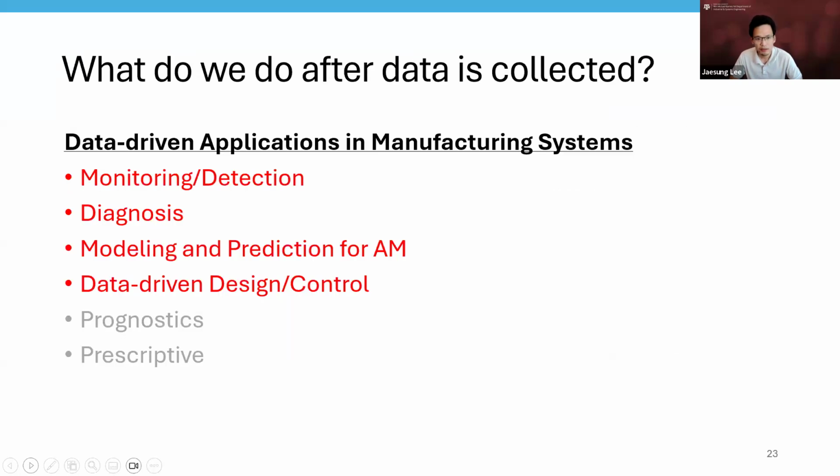I will talk about monitoring and detection by AI or machine learning methodologies, and diagnosis, modeling, and prediction for a specific application, AM, additive manufacturing. I will also introduce data-driven design and control methodologies. All of those will be explained at a high level, so don't be nervous about the technical detail. I will just go with an example.